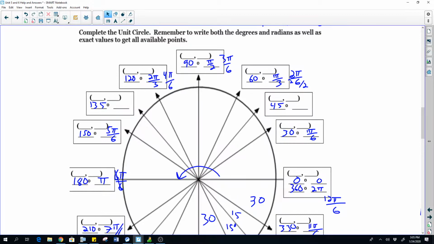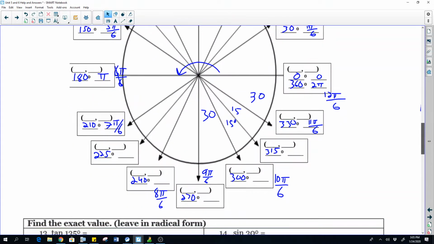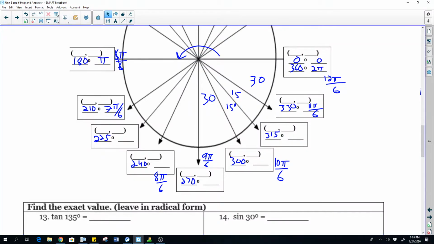So then we keep on reducing: 5 pi over 6, 6 pi over 6, 7 pi over 6. 8 pi over 6 reduces to 4 pi over 3, divide by 2, divide by 2.